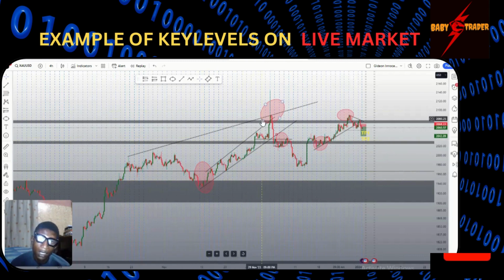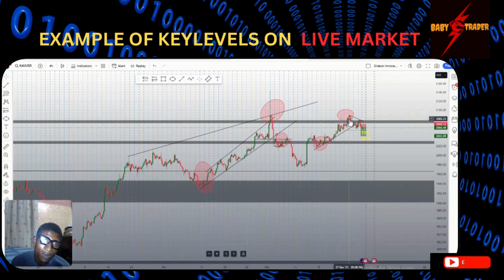And this is another key level here. When you go to this place, it reacts. This is another key level. I don't know if you guys are getting it. This is another key level. Another key level here. And when price goes to this place, it reacts. It comes to the downside. Here is another key level. When price goes to this place, it reacts and comes to the upside.